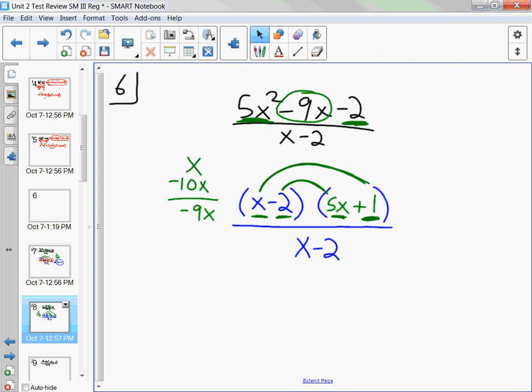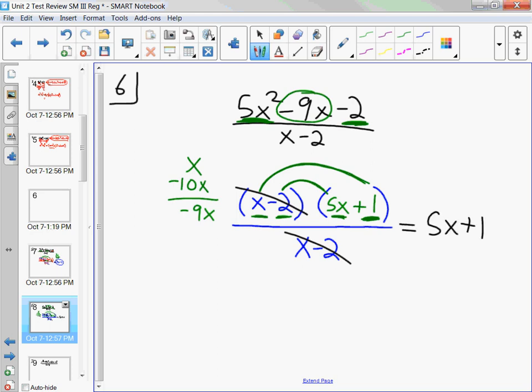I can see that x minus 2 divided by x minus 2 is 1. So my answer is 5x plus 1 over 1, if you wanted to think of it that way. And they cancel out, but 5x plus 1 divided by 1 is 5x plus 1. So that's my answer there.